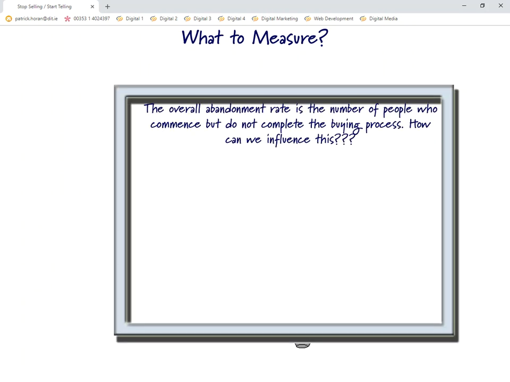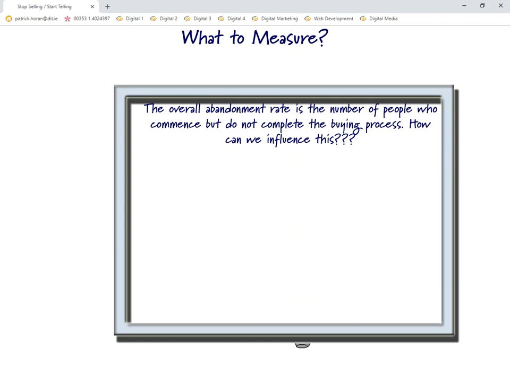Okay, so the overall abandonment rate is the number of people who commence but do not complete the buying process. So if we talk about, on average in travel, it's a 2.1% conversion rate, then the average abandonment rate is 97.9%. So 98% really.